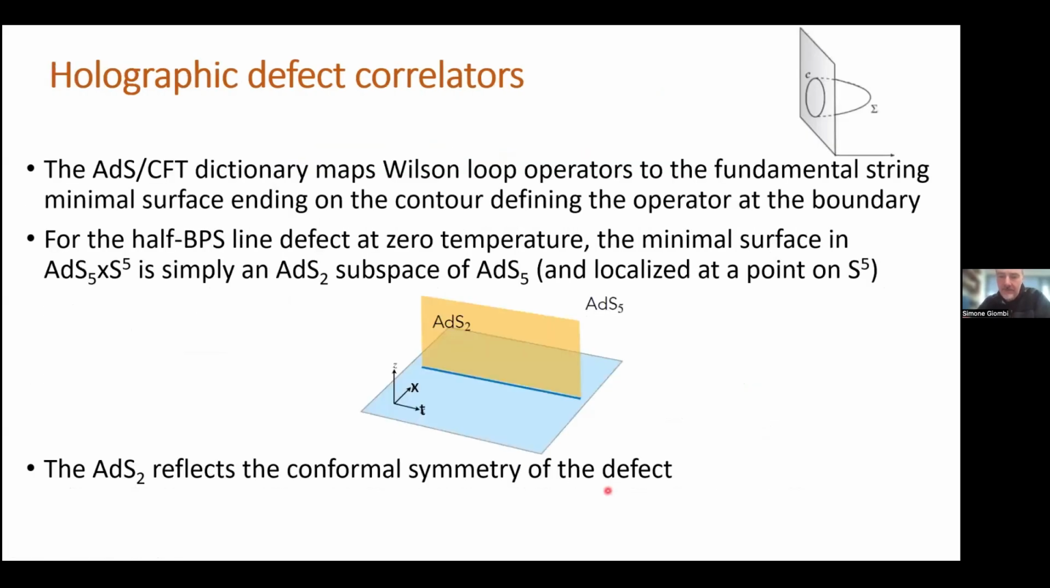Okay, so holographically, what is the Wilson loop dual to? We have to find the minimal surface which ends on the operator at the boundary. At zero temperature, this is very easy to find. It's just a static string which extends along time and the AdS radial direction, and the worldsheet is just an AdS2 at zero temperature embedded in AdS5. And the conformal symmetry of the line defect is reflected in the geometry of this AdS2.